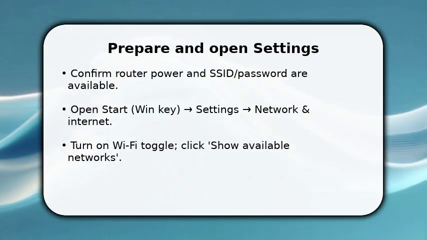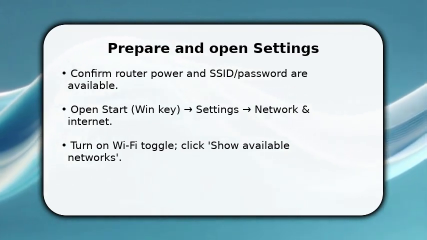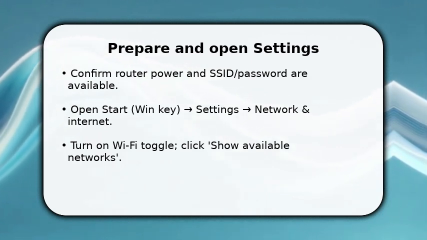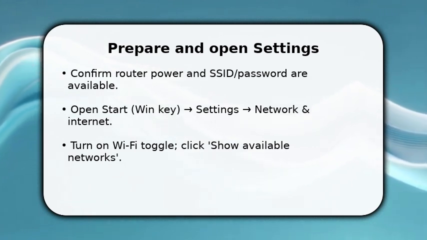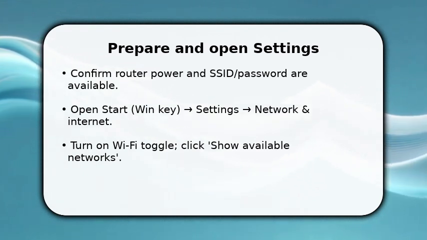You begin by confirming the router is on, and you have the SSID and password. Once done, open Settings using the Start menu or Win key. Navigate to Network and Internet, and make sure the Wi-Fi toggle is enabled so Windows can scan. This first step triggers the system to list nearby networks.